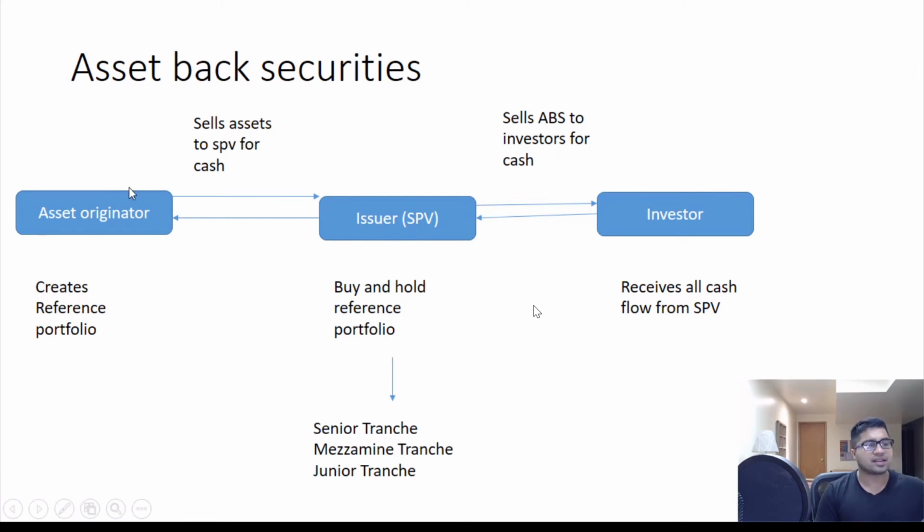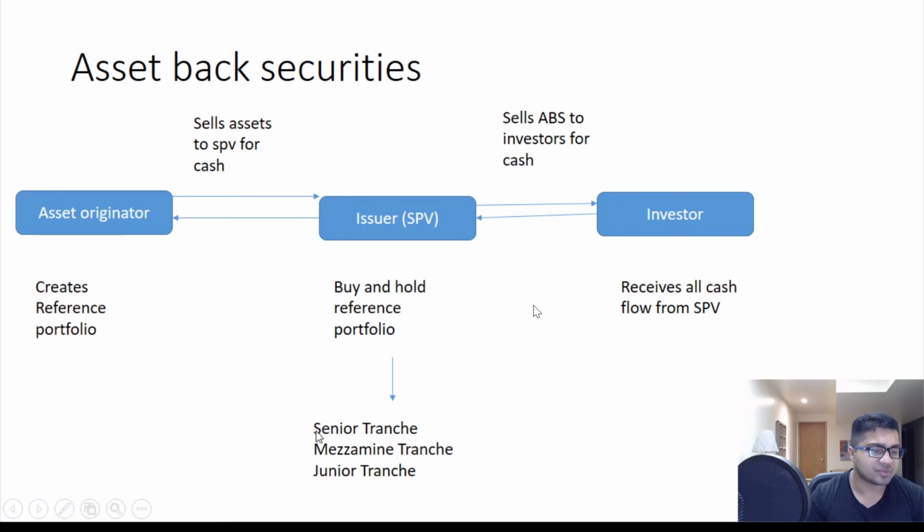So what is happening? The bank is selling the loans, and investors are buying those loans from the SPV. Whenever the original loans are paid, that is, people who have taken those loans pay their principal or interest payment, those payments are transferred to the SPV, which then transfers them to investors. Now what does the SPV do? The SPV doesn't sell those loans as they are to investors. What they create is something called a tranche.